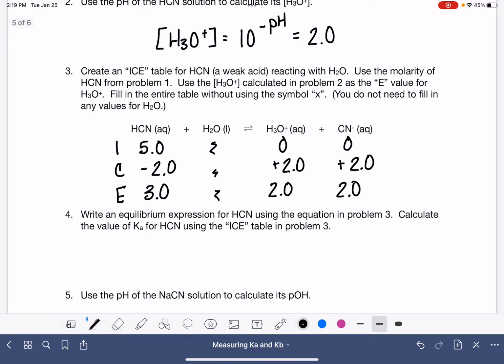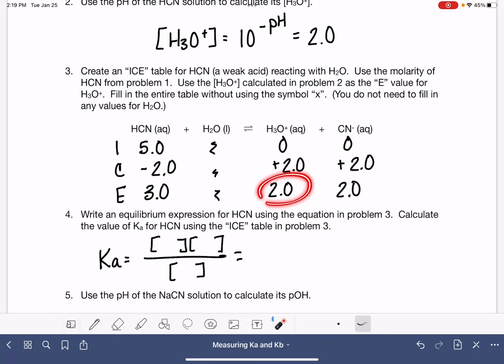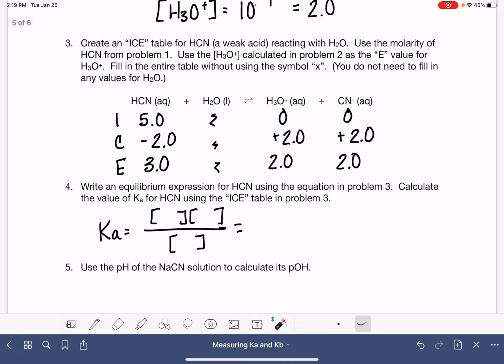In question number 4, you're going to write an equilibrium expression. This is going to be Ka. You're going to have products over reactants like you normally do. And what you're going to do is plug the numbers in from your ice table into this equilibrium expression, and solve for the value of Ka.